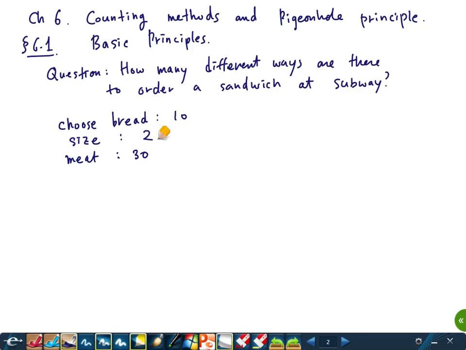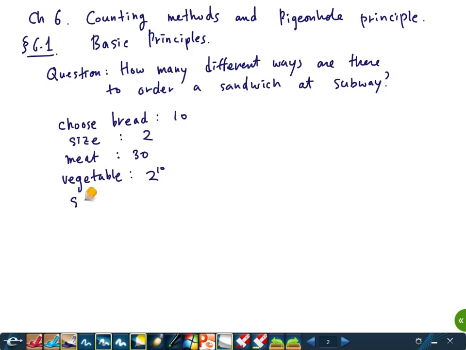I think it's less than 30. And vegetables, you can choose. You can select this, or you don't want. If you don't want onions, you can say, "Oh, I don't want onions," or peppers, pickles. I don't want that. Something like that. So for vegetables, let's say there are 10 different vegetables, and then for each vegetable you can either say, I want this or not. It's two possibilities for each. So 2 to the 10.